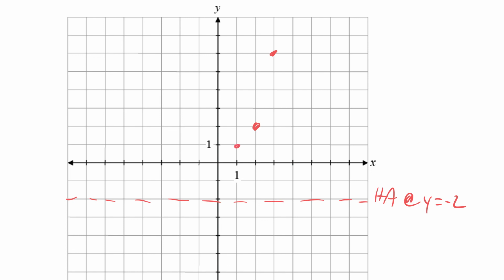Now again, for this graph, it might be nice to get another point just so we're closer to the asymptote, but we can also just eyeball it. As long as we come down and approach the asymptote, we should be good to go. Sorry, that arrow is a little bit messy there. Let's fix that up. Perfect.